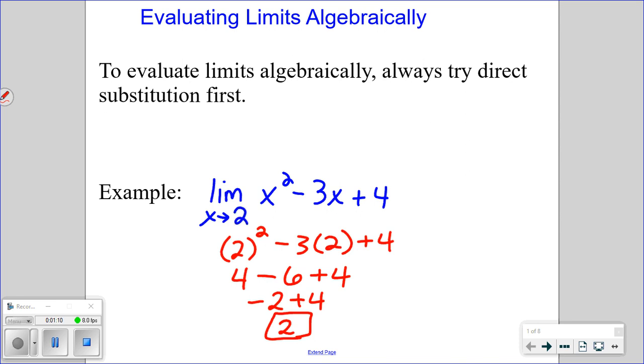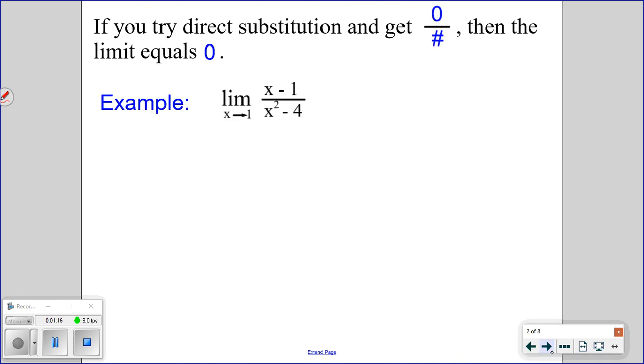So we like it when that happens, because it makes our work pretty easy. But unfortunately, that is not always the case. So let's look at some other possibilities. If you try direct substitution and you get 0 divided by some other number, then that just means that the limit equals 0, because 0 divided by some other number always equals 0.